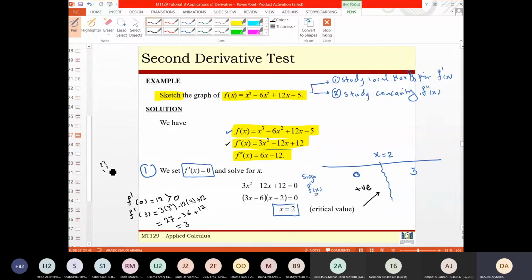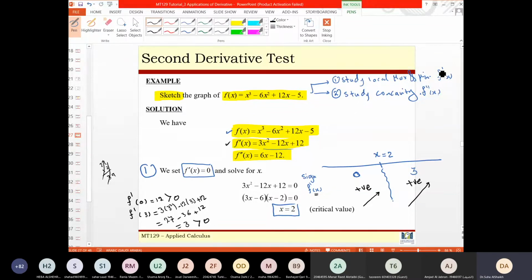Now 27 and 12 is 39. Yeah, it's a 3. Positive again. So again, this one is positive. So this means it's increasing. Do I have a minimum or a maximum? Do I have a peak or a bottom? No. So we don't have any extreme point. So I end up with step number 1.